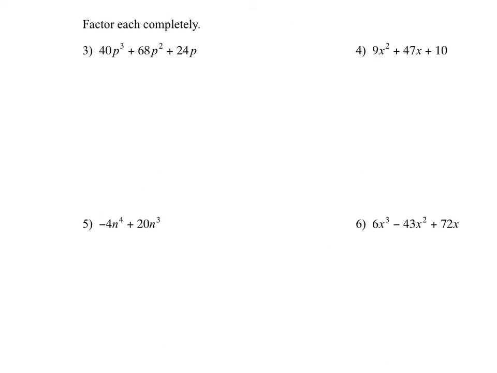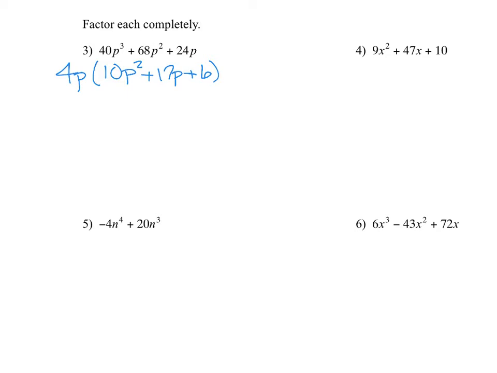So next we're going to talk about factoring. Now the first thing I want to do is see if there's anything I can factor out of all three of these terms. So I can factor out a 4 and a p from each of these terms. That would leave me with 10p squared plus 17p plus 6.